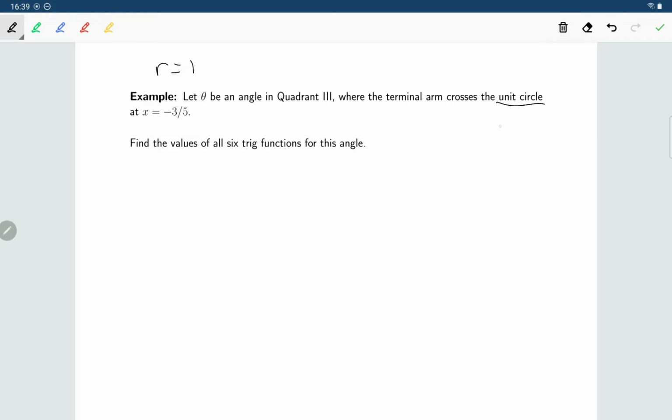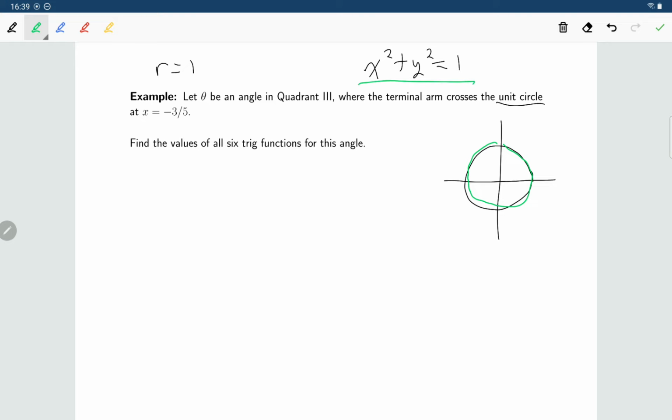And if we're remembering that on the unit circle, the equation for it was x squared plus y squared is equal to 1. That any point on that circle with a radius 1 would have to satisfy this equation. That's what I'm going to use. Now that I have my value for x, I'm going to use that equation to find my value for y.